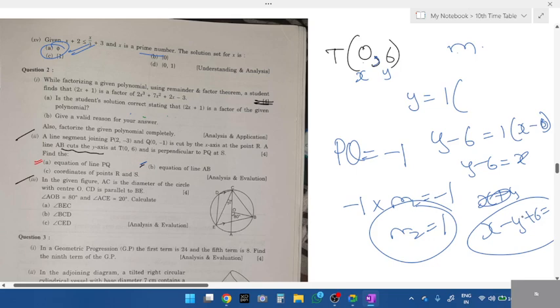Coordinates of points R and S. If these two values are given, R and S, fine, we'll solve this later. Only the coordinates of points R and S. It's a tough one, students. First, we'll solve a few easier questions. We'll continue this in the evening.